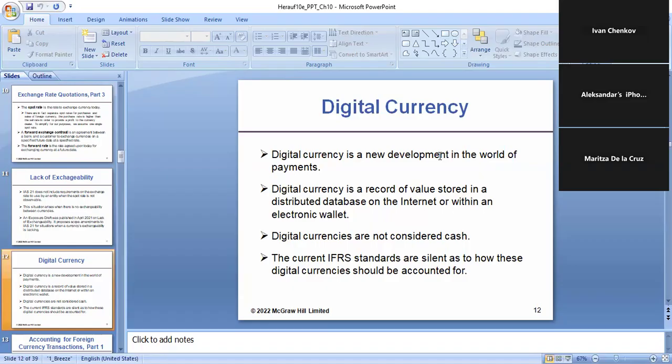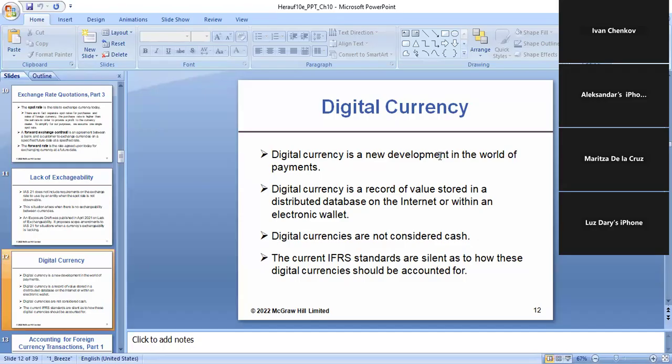The other thing is the digital currency. Now, I see some of my colleagues start teaching digital currency accounting. The interesting idea with the digital currency is that that's a new development in the world, obviously, and it's going to get more and more popular, I guess. Now, the digital currency is a record of the value stored in a distributed database on the internet or within an electronic wallet.